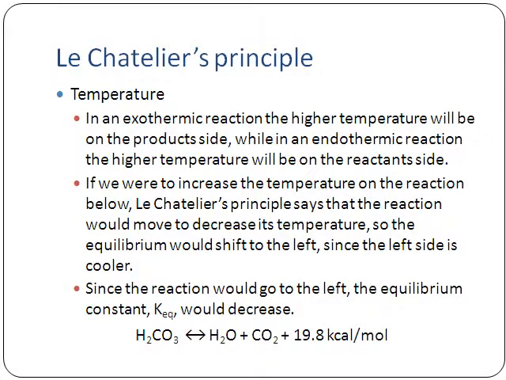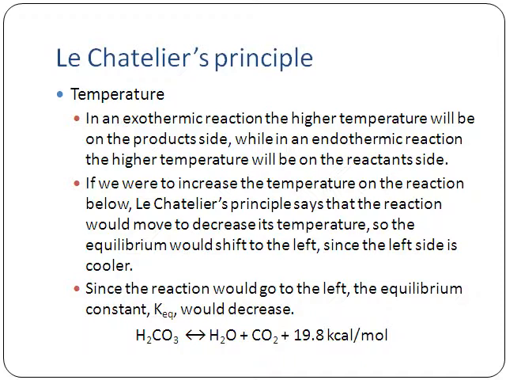Temperature. In an exothermic reaction, the higher temperature will be on the product side, while in an endothermic reaction, the higher temperature will be on the reactant side. Okay, that's sort of what we said before. If it's exothermic, that means there is going to be more energy given off than what's basically taken to split the reactants apart in the first place. That means there's extra energy left over, and so the temperature will go up.